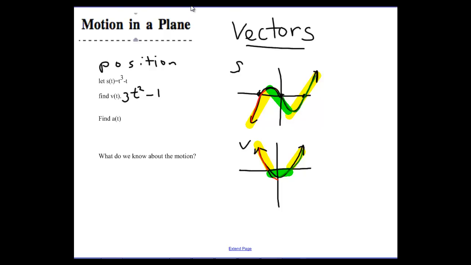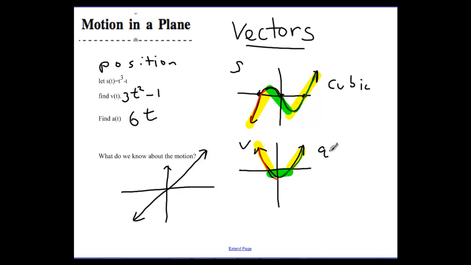And lastly, we know that for acceleration, that's just the derivative of the velocity, 6t. And so my acceleration is positive as long as t is greater than 0. And we've got a slope of 6. So we're going from a cubic to a quadratic, down to a linear function as we take our respective derivatives.